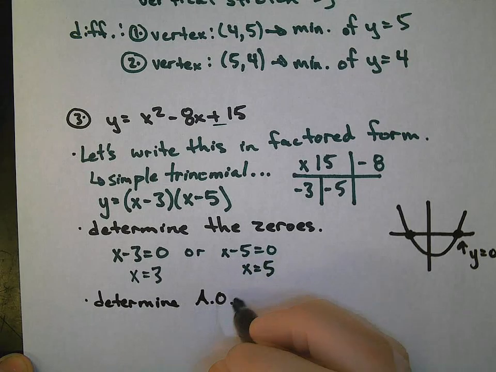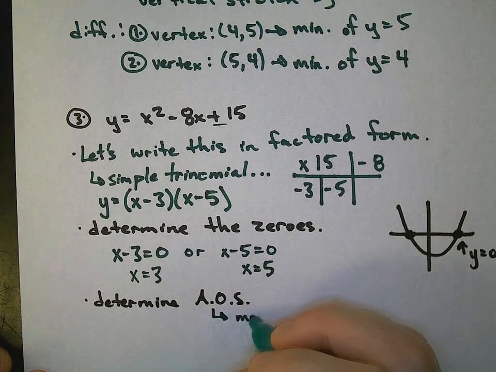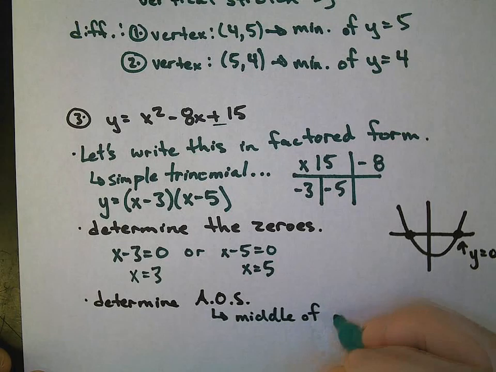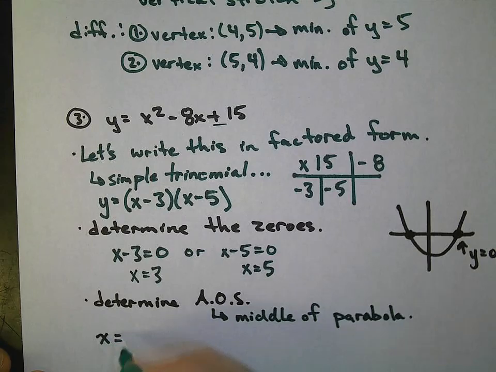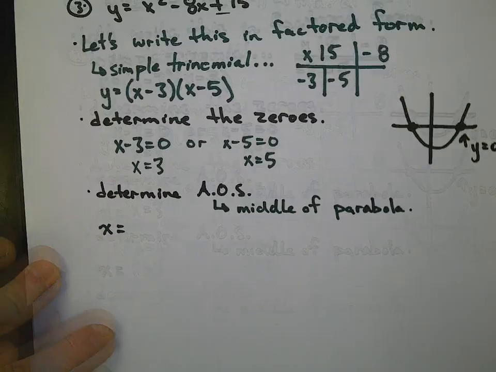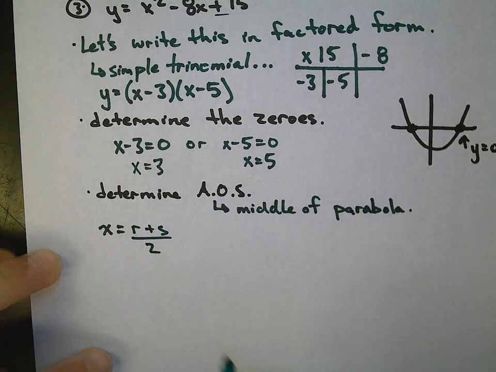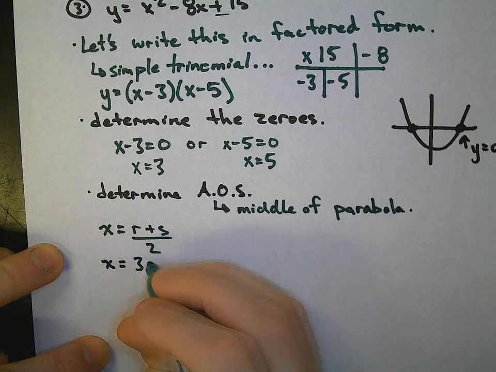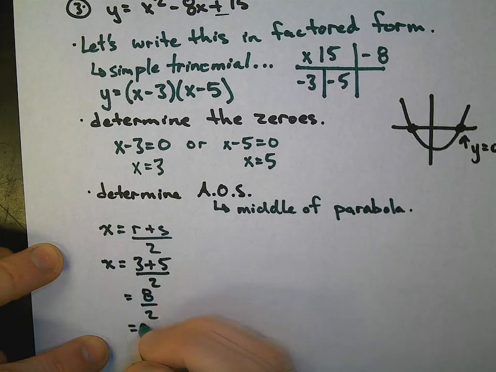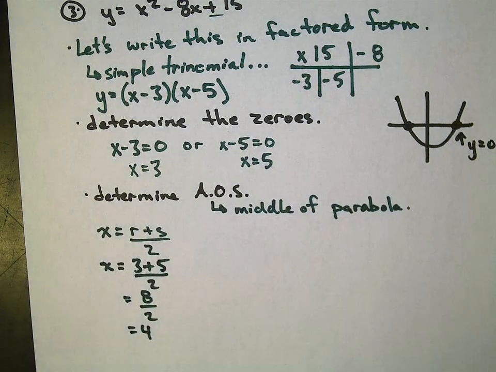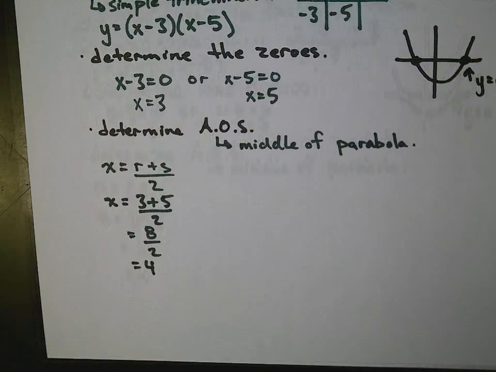From there, we can determine the axis of symmetry. And remember, the axis of symmetry is directly in the middle of a parabola. To do that, the equation for the axis of symmetry, we simply take our x-intercepts, r and s, add them and divide by 2. So in this case, that will be 3 add 5, divide by 2, which is 8 over 2, and that is 4. So that's our axis of symmetry.